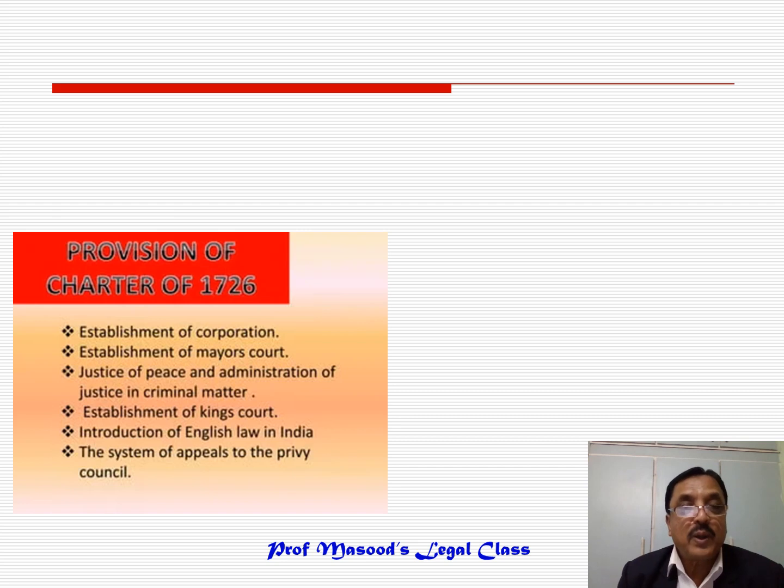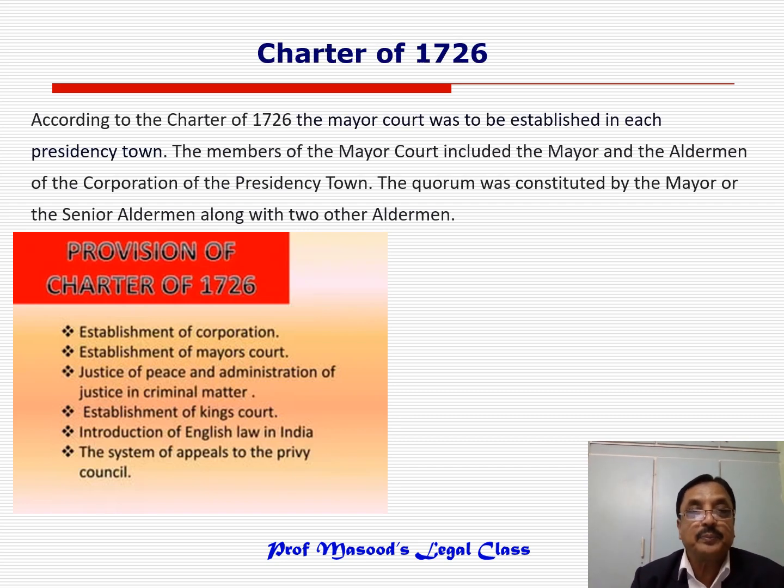Then, provision of Charter of 1726. What was the provision? According to the Charter of 1726, the mayor's court was to be established in each presidency town. I think we have to remember this, presidency town. The members of the mayor's courts include the mayor and aldermen of the corporation of the presidency town. See, the mayor is the mayor. In the present era also we have the mayor, and aldermen are the members of the mayor's council. Aldermen are the councillors, we call them councillors of the council of the mayor.